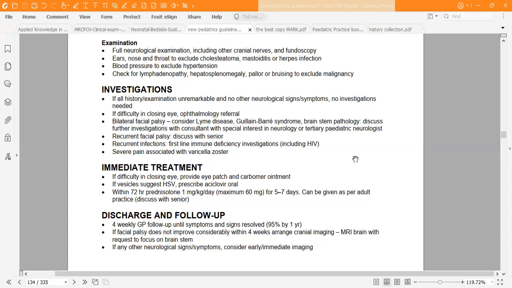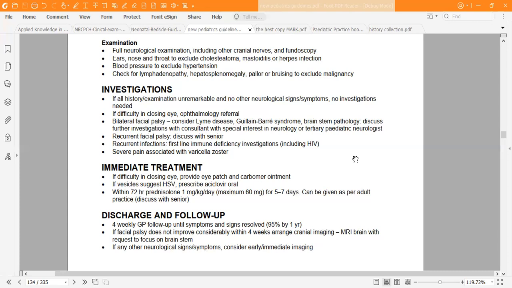If vesicles suggest herpes simplex virus, prescribe acyclovir orally. Within 72 hours, prednisolone 1 milligram per kg per day for 5 to 7 days can be given as per adult practice. Of course, you will discuss that with your senior. You will not do it by yourself or decide by yourself.